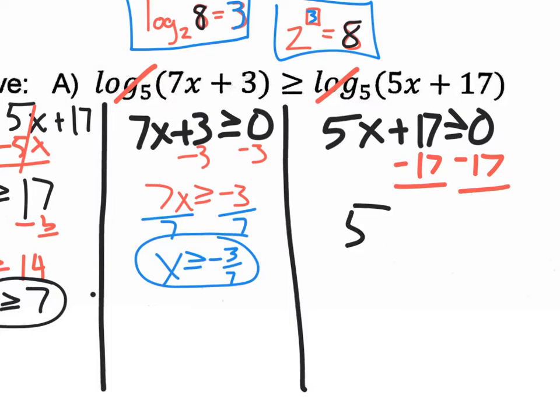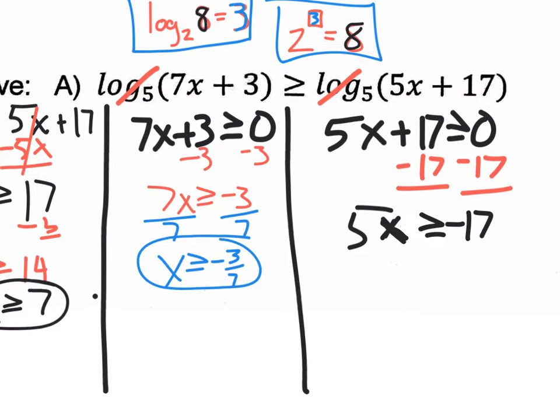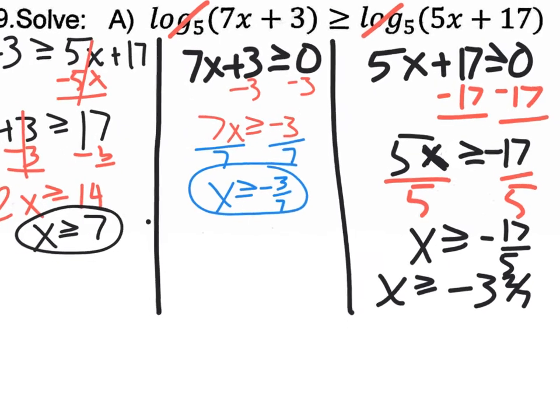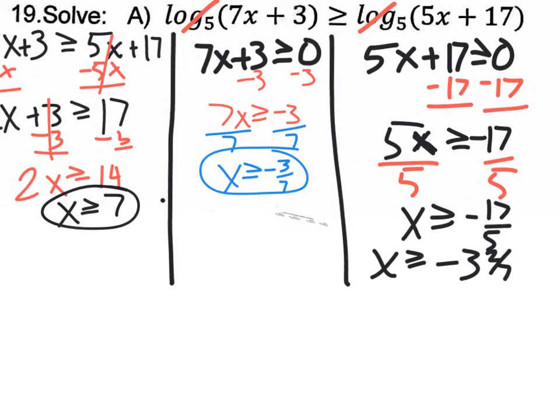So we have 5x is greater than or equal to negative 17, and then we divide by 5, divide by 5. Final answer will be x is greater than or equal to negative 17 over 5, which is negative 3 2/7. So what we do now is take all 3 answers, put them on a number line, and then test where the solutions are going to be at.